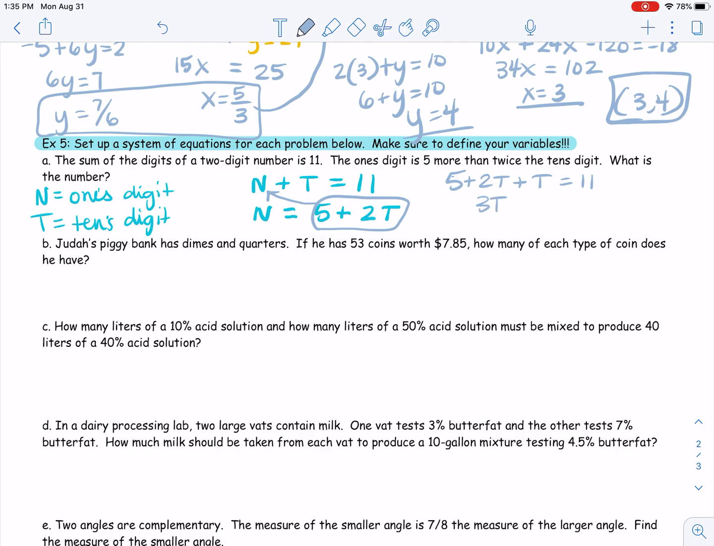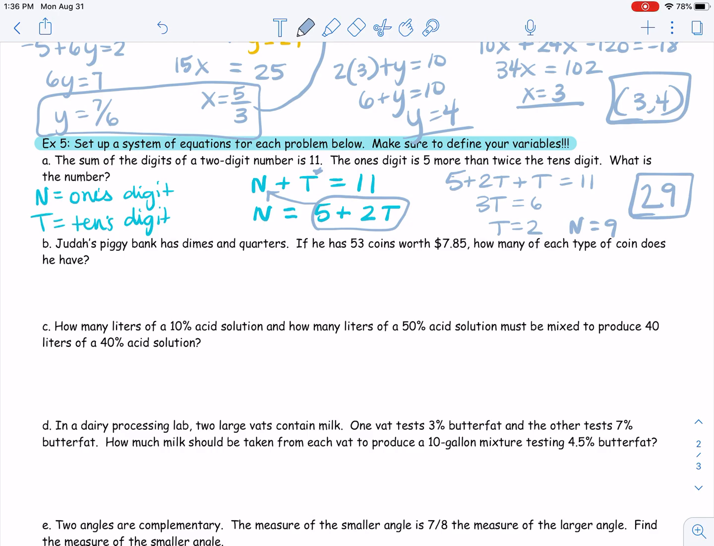So that's 3t equals, subtracting that 5, I get 6. So that means t is 2. So that means my tens digit is 2. And then I need to plug that in and solve for n. So if I plug it in here, n plus 2 equals 11. So that means n is 9. So that means my number is 29. 2 plus 9 is 11. And the ones digit is 5 more than twice the tens digit. 2 times 2 is 4, plus 5 is 9.